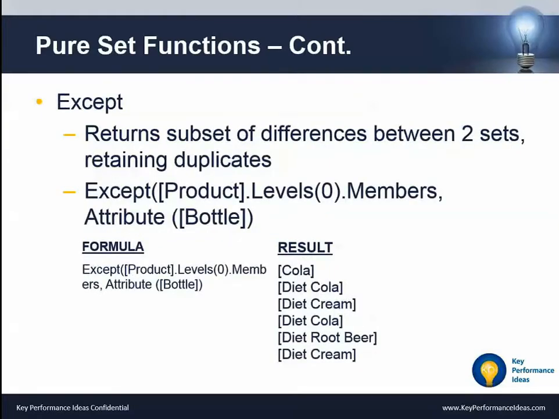Except. So Except returns a subset of differences between two sets, retaining duplicates. So if we use the Except function with the level 0 members of our product and the attribute of bottle, we're going to get a result that shows us the products that do not have an attribute of bottle.